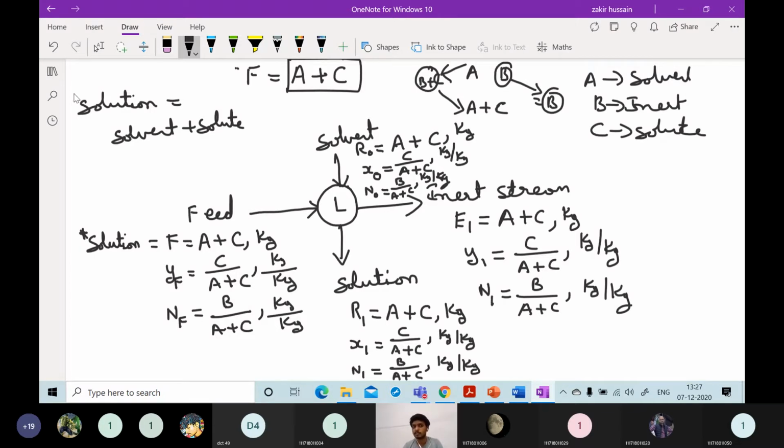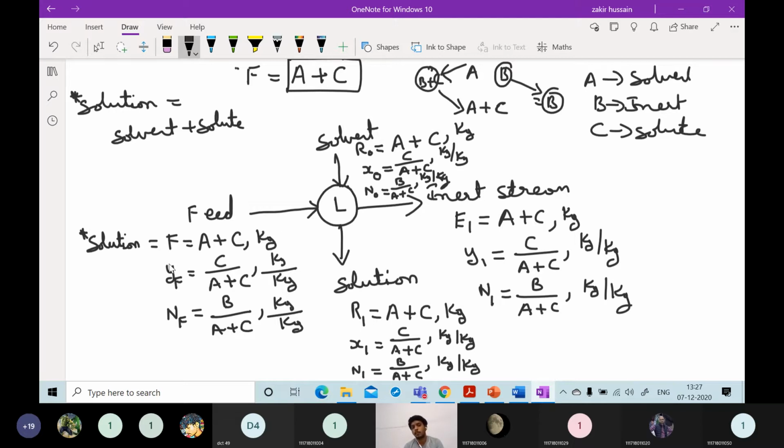So solution is nothing but solvent plus solute. In the feed itself, we are denoting with F, YF and NF. So what is this F, YF and NF? F is nothing but weight of solution which is present in feed. Solvent plus solute is nothing but solution. So F, we can say, is the weight of solution which is present in the feed stream. So solution is A plus C, which will be in kg.